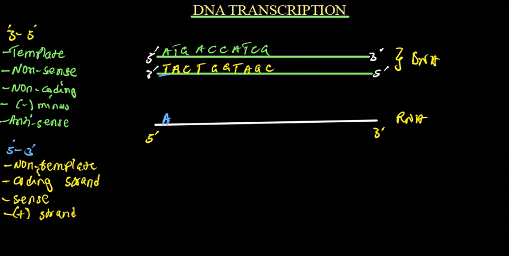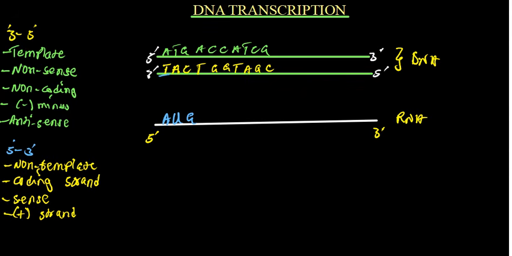Next is adenine there. Adenine is complementary to which base? This is RNA, so we cannot have thymine there. Adenine will be complementary to uracil with respect to RNA. We have cytosine. Cytosine will always pair with guanine. So this is going to be our first codon on the mRNA.